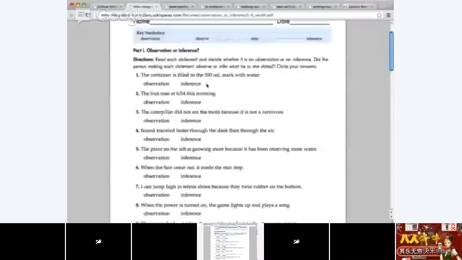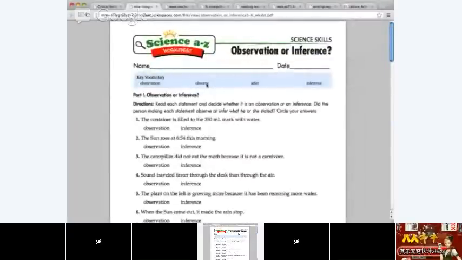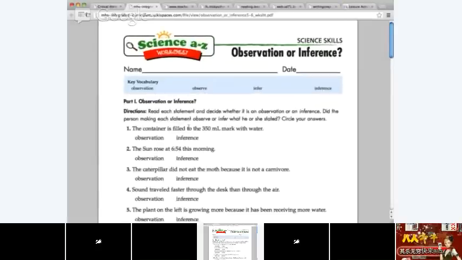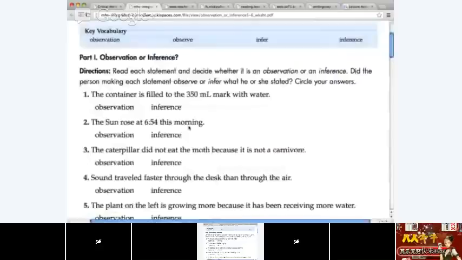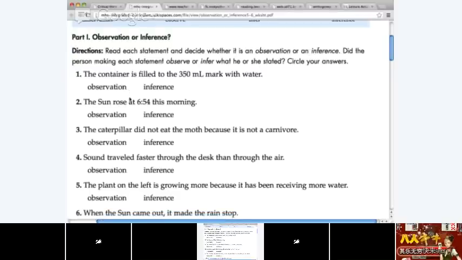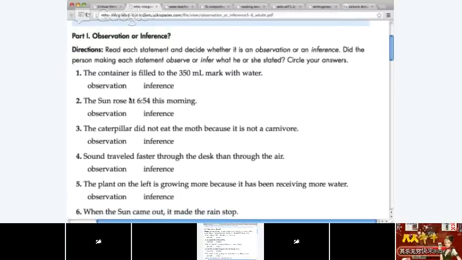Cool. All right. Let's look a little bit more at observations and inferences. We will read each of these statements and decide whether it's an observation or an inference, what we just did last time. Okay, now we just don't have a picture. Okay?